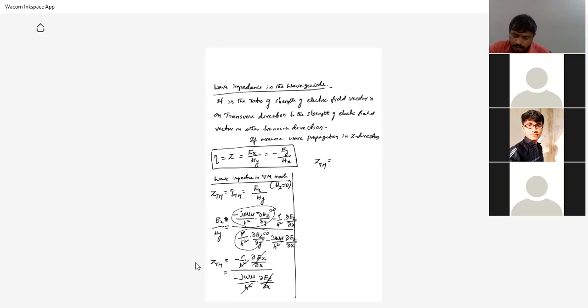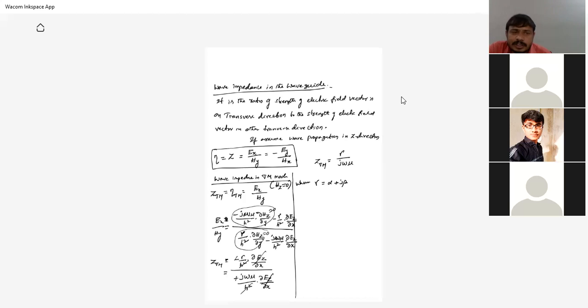This is equal to, so the minus and minus also get cancelled. We have gamma by j omega mu. So actually what is gamma? Gamma is equal to alpha plus j beta.